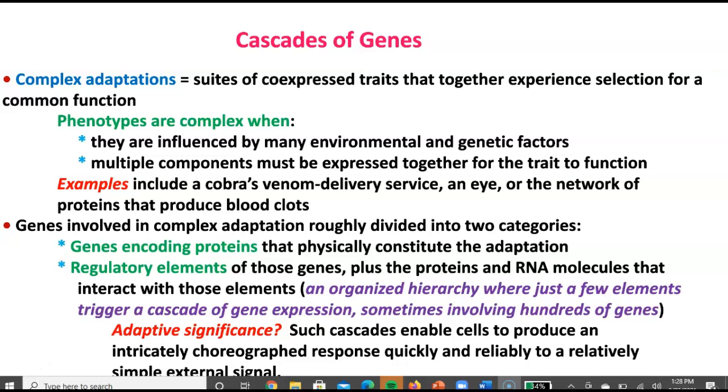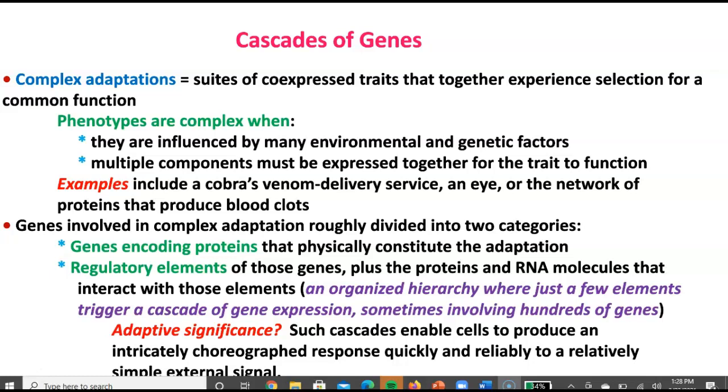When you look at all of these things, there are several environmental and genetic factors at work to express these. And they all have to be expressed together at the same time for the venom delivery system to work, an eye to work, blood clotting to work. So those two components that were mentioned just above with the blue asterisks are working for all three of these examples: venom delivery, eye, blood clotting.